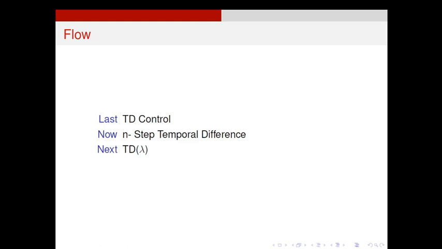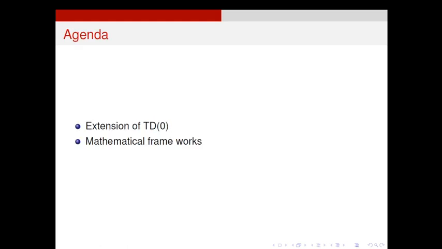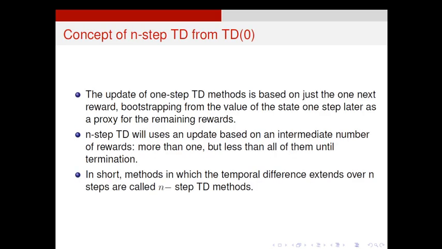First one is TD lambda, temporal difference lambda. Then we naturally move on to SARSA lambda and Q lambda, both off-policy and on-policy learning. In this session we will discuss TDN or n-step temporal difference as an extension of TD0, one-step temporal difference. Then we also formulate the mathematical framework for n-step transition.